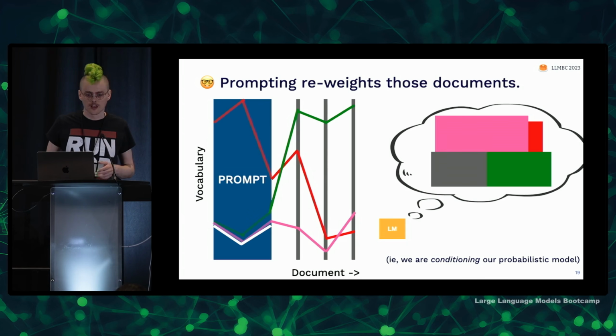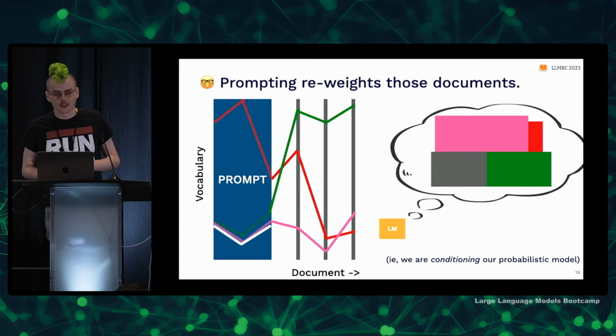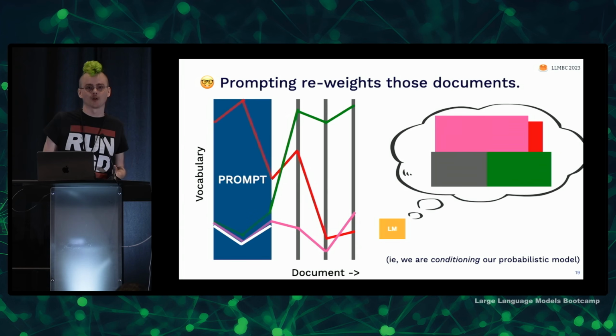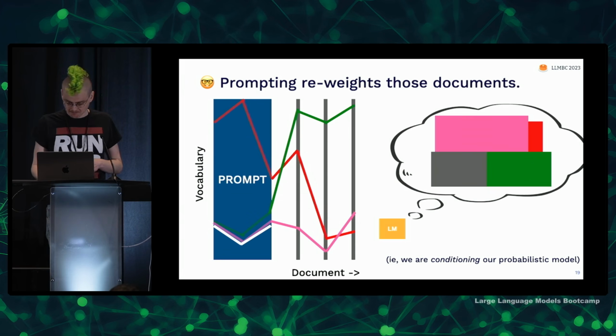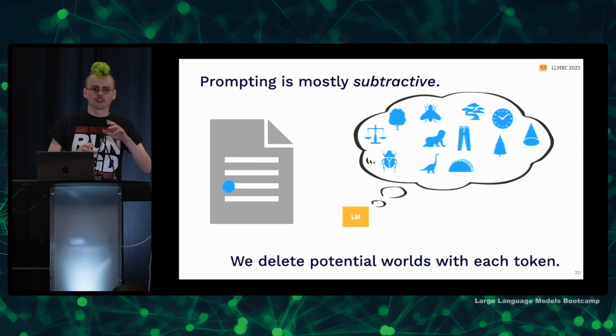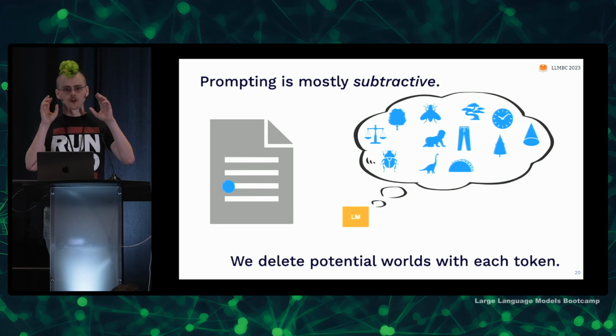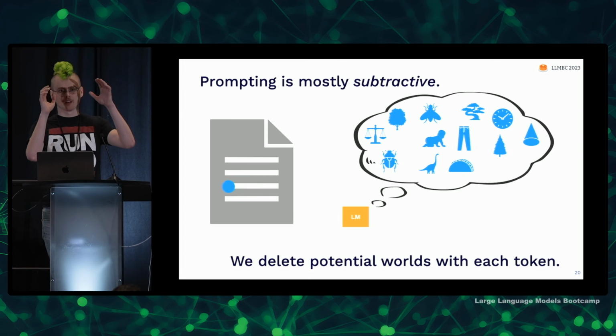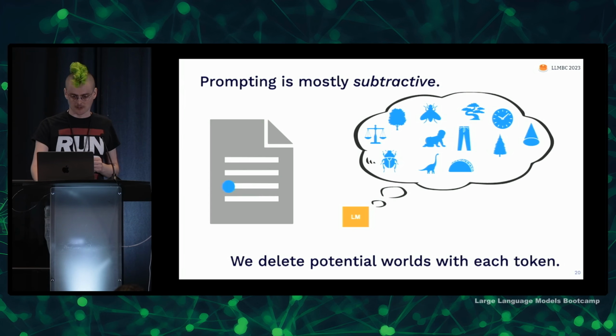We've made certain universes more likely than others. So in technical terms, we're conditioning our probabilistic model. We're conditioning the rest of the generation on the prompt. And viewed in this way, it's clear that prompting's primary goal is subtractive. We have this giant collection of documents that we could sample from, and as we start putting words in, we're starting to focus down the mass of our predictions. We're starting to focus in on a particular world that we're going to draw a document from.